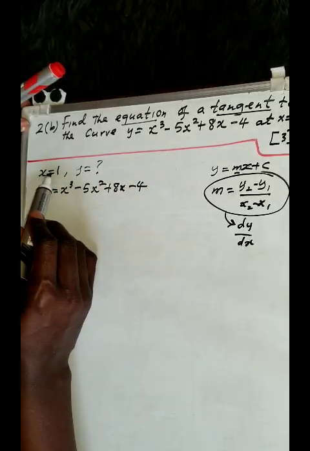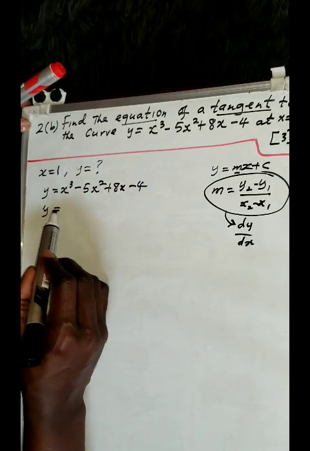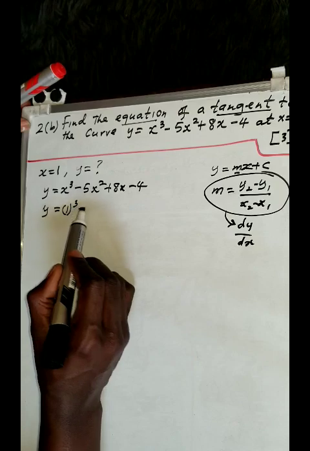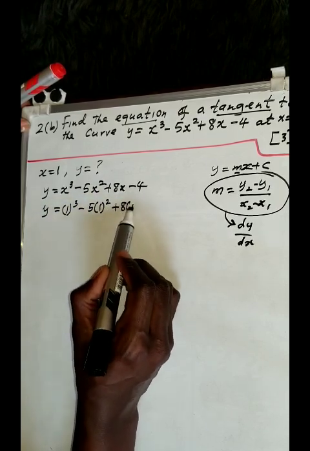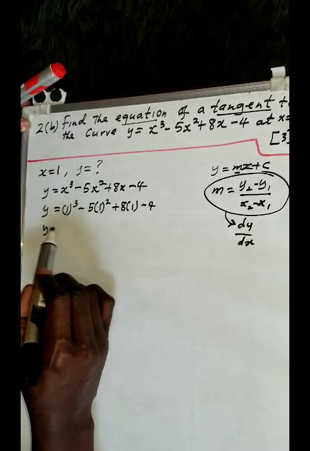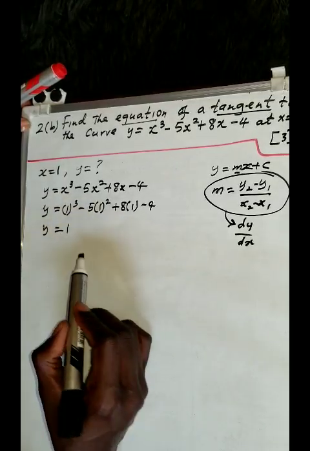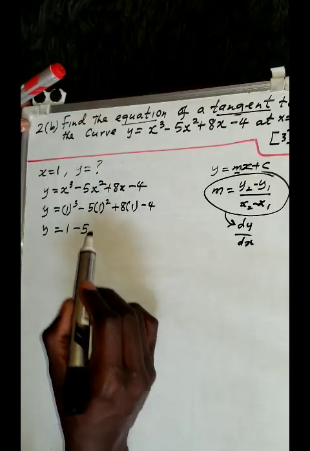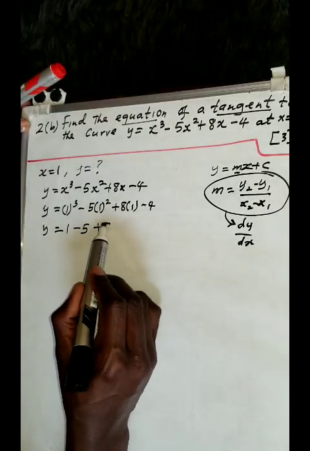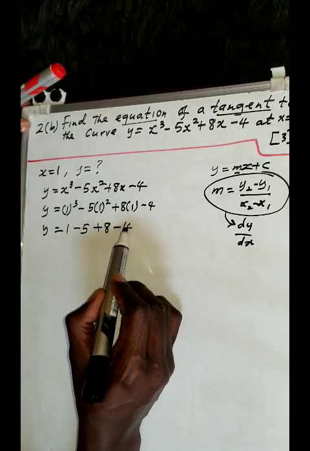We replace where there's x, I'll replace with 1, so it will be y is equal to 1 raised to the power 3 minus 5 times 1 raised to the power 2 plus 8 times 1 minus 4. So y is equal to 1 raised to the power 3 is 1, 1 raised to the power 2 is 1 times 5 will give me a minus 5, 8 times 1 will give me a positive 8, and that will be a minus 4.